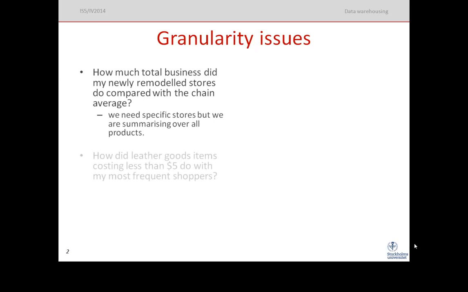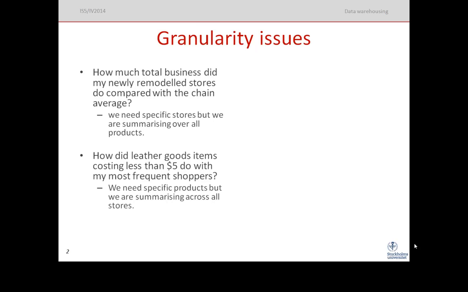Consider this query. How did leather good items costing less than $5 do with my most frequent shoppers? Think a minute about this. The idea here is to think about products and stores. What level of detail are they on? Well, we need specific products, but we're summarizing across all stores. So this is the opposite of the previous query. We need the opposite level of detail. We needed specific stores in the first case, and in this question we summarize across all stores, and the same with products. We flip it over.